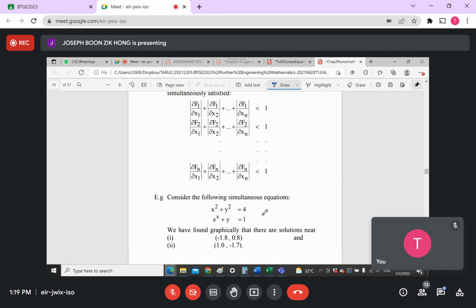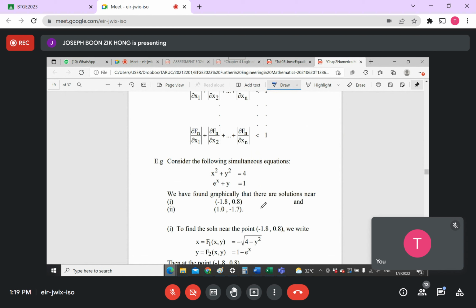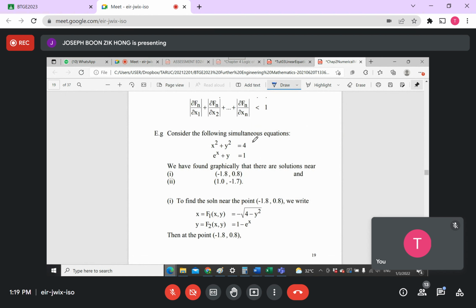Okay, we'll try to have a look at this example. We consider we have these two equations, and from the graph we get roughly the answer is here. So this will be our initial guess. From the first one, I try to get x. What is x? The square root of 4 minus y squared. Because it's negative, I put the negative, because a square root can be positive or negative. That's why you have two answers.